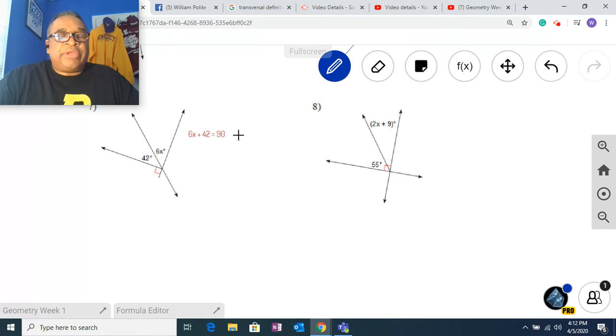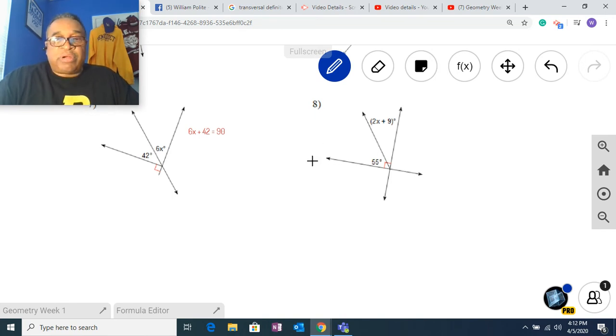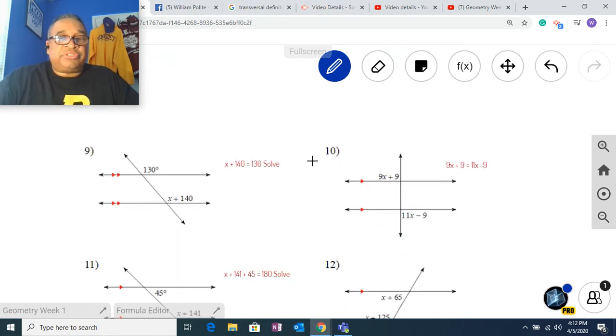Okay. And here we have another one. We know that's a right angle because this is a right angle. So we can make that conjecture that it's going to be equal to 90 degrees, and 6x plus 42 is equal to 90. Solve it. Same thing on these problems here. There's a bunch of these problems here at the end.